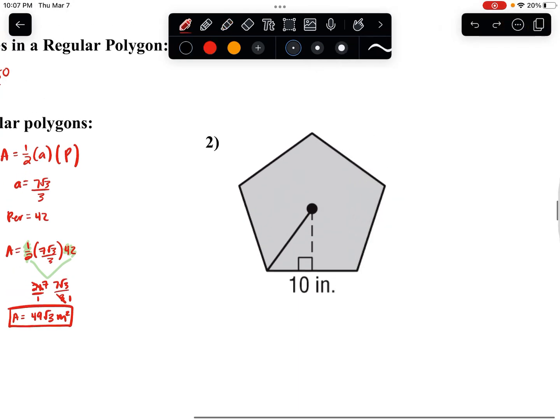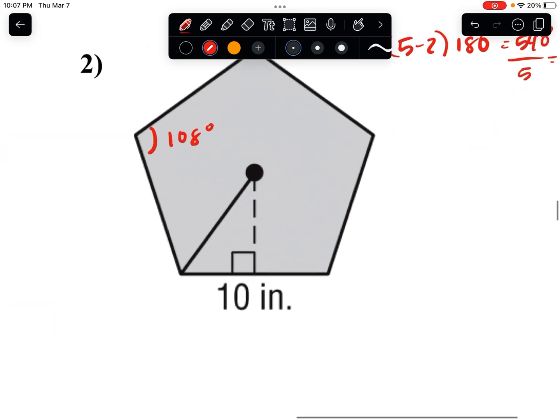If you notice, this one is a pentagon. A pentagon has 540 degrees. If you don't remember that, this is 5 minus 2 times 180 degrees, which means 3 times 180, which is equal to 540. 540 divided by the number of sides, or the number of angles, will give us 108 degrees, which means every interior angle is 108 degrees, which also means that this radius that is bisecting the 108 degrees makes it 54 degrees on each part of the bisected angle. So we have 54 degrees here.